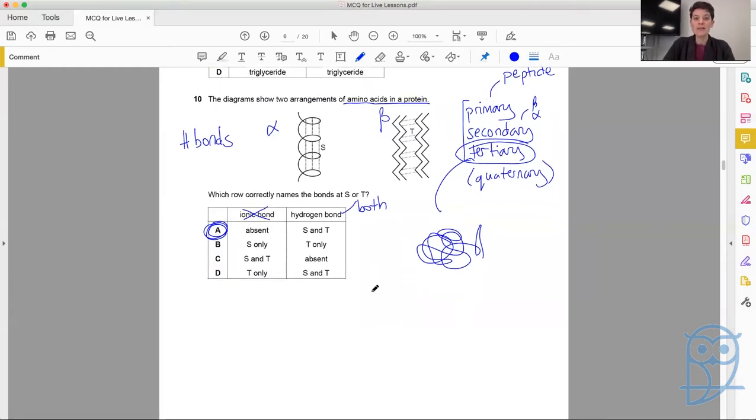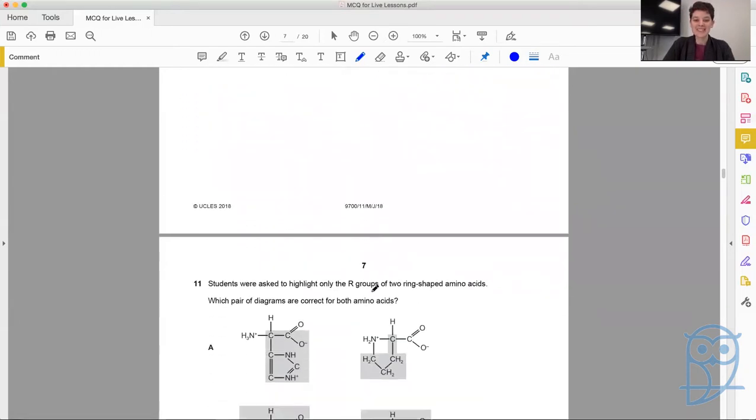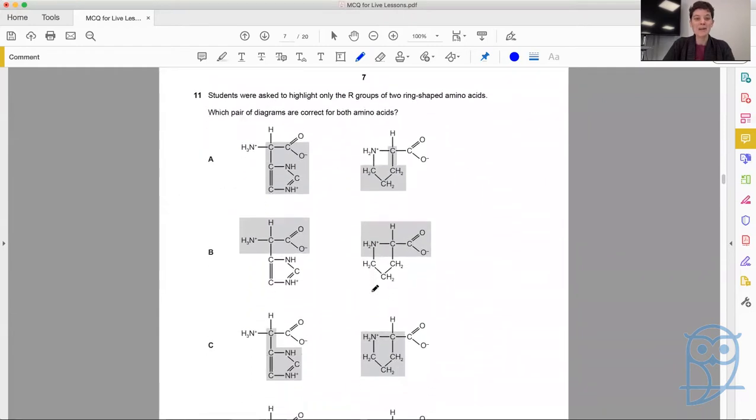So from lipids to proteins, next we get amino acids. Students were asked to highlight only the R groups of two ring-shaped amino acids. Which pair of diagrams is correct for both amino acids? Goodness gracious me. This is something very different. We've never done ring-shaped amino acids, but we've got some basic skills and understanding that's going to help us do this.